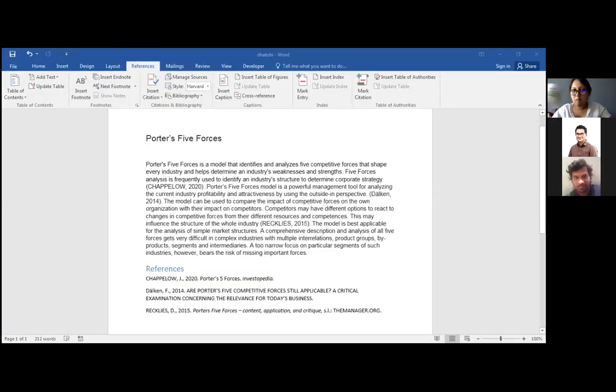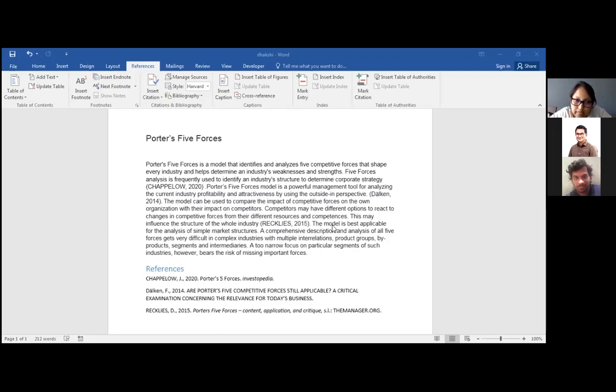Regarding this, we did Porter's 5 forces criticism, and since we are doing criticism, we did not go deep into explaining what the 5 forces are. So we went through a slight introduction. Porter's 5 forces is a model that identifies and analyzes 5 competitive forces that shape every industry and helps determine industry weaknesses and strengths. In this document, I have only 3 references, which were taken from Investopedia, 2 other journals and 1 internet document. And after a little brief on the second line, I have gone into the criticizing part.